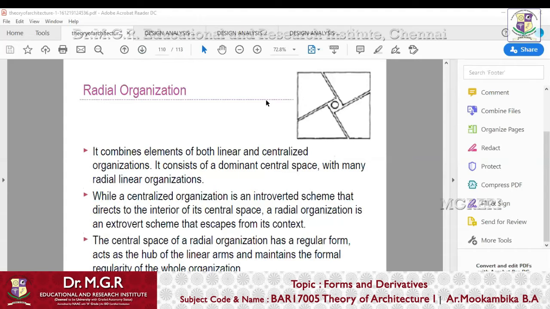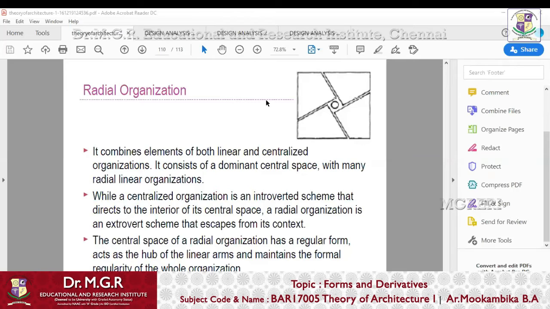It consists of a dominant central space with many radial linear organizations, while a centralized organization is an introverted scheme that directs to the interior of its space. A radial organization is an extrovert. So a central organization is always introvert. We concentrate on the center by arranging all small things around the center to give emphasis to the center. But in a radial organization, it is an extrovert scheme that escapes from its context.